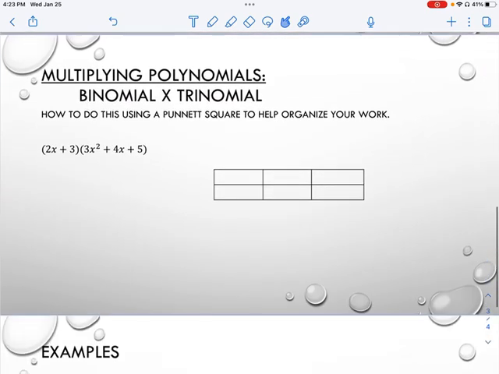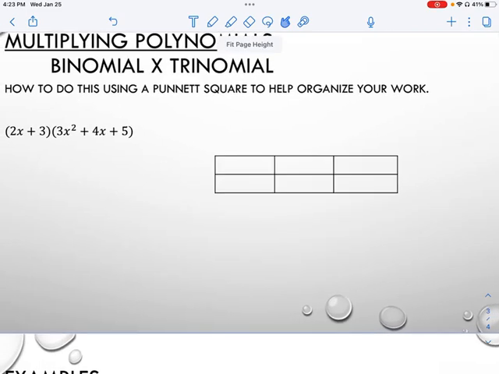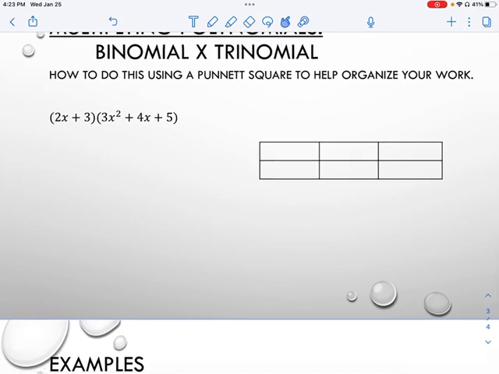Okay, now I also wanted to show you another technique we've been working with, but I want to show you the technique also using Punnett squares. Now, what a Punnett square does is it helps you organize your work a little bit just to make it a little more organized is probably the best word I'd use, I guess. So what we do is we take the 2x and the 3 from the first one, and I'm going to write 2x on the first line there. And then I'm going to write plus 3 on the second line.